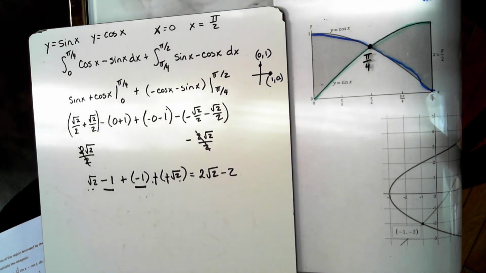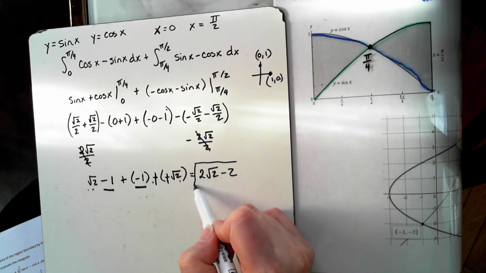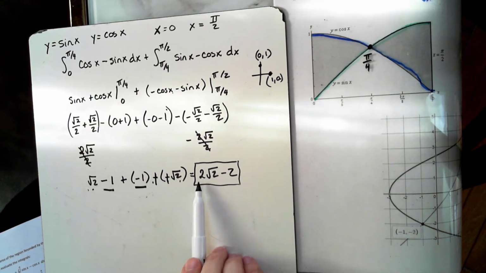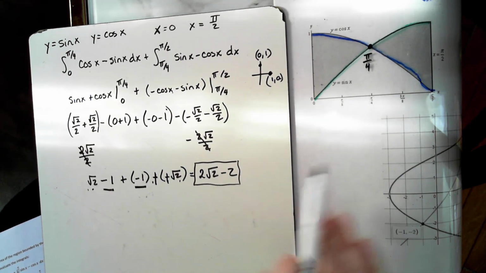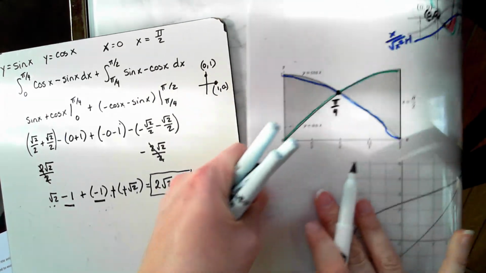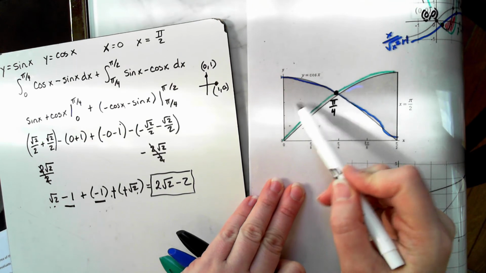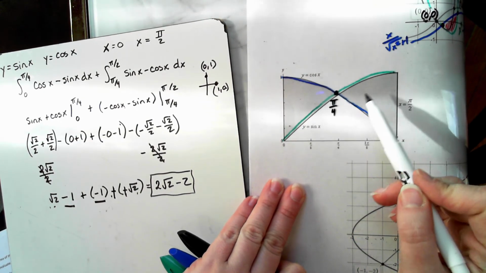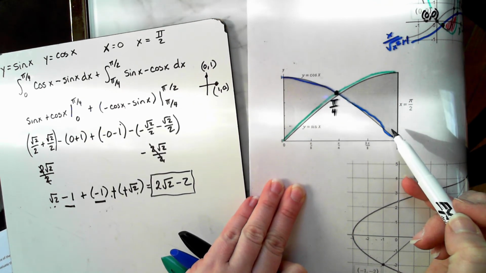And that's it. So the total area is exactly 2 square root 2 minus 2. And that's going to be the total area between these two curves. Okay, so this total gray area here plus this total gray area here is going to be that.